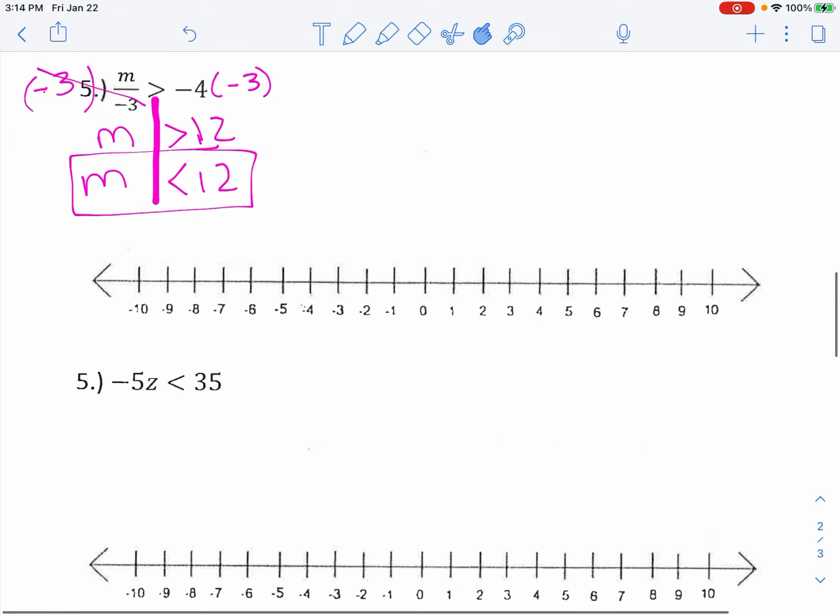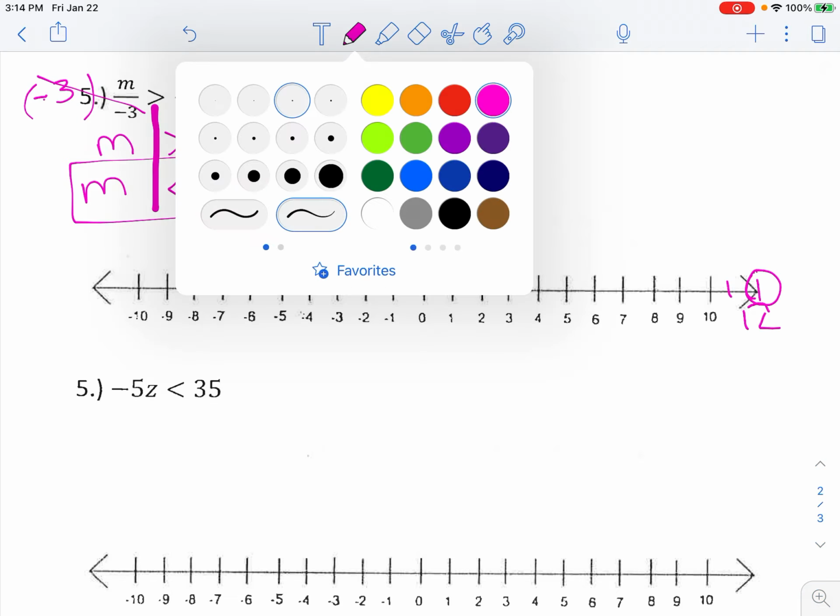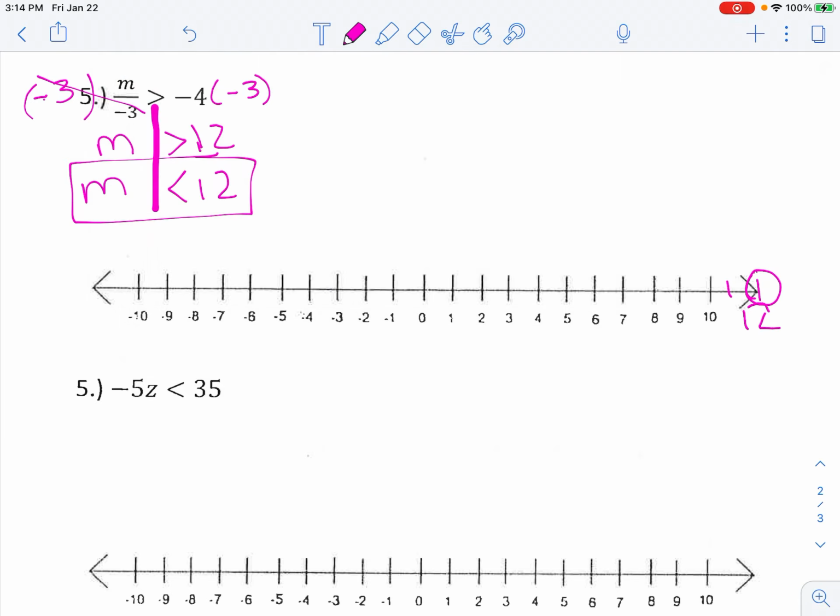Okay, now we don't see 12 on the number line, so I'm just going to go ahead and add 2 hash marks down here and call that 12. And I'm going to put a circle at 12, and that's going to be pointing to the left. Arrow points to the left, and that is just less than. So I'm going to leave that an open circle because 12 is not a solution. 12 is not less than 12, so we have to leave that an open circle.